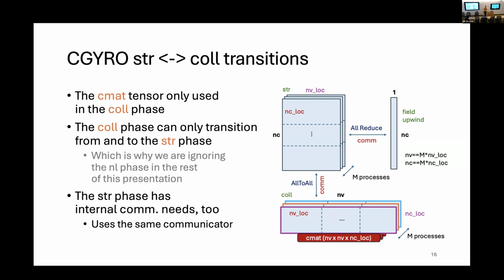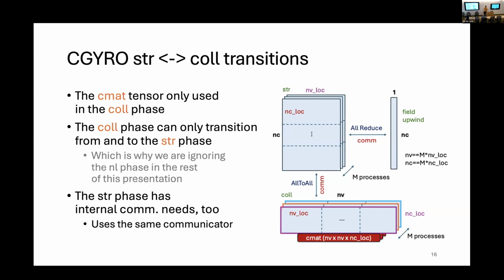So we have a transition between the streaming phase to the nonlinear phase and back, and the streaming phase goes into the collisional phase and back, but there is never a transition from the collisional to the NT phase. So since the collisional phase is the only one that needs CMAT, and we have never a direct transition between the two, I don't have to worry about it. So for the purpose of this work and inside XGYRO, we completely ignore that part. All the code that has to deal with the nonlinear phase remains completely identical, because I don't have to worry about it.